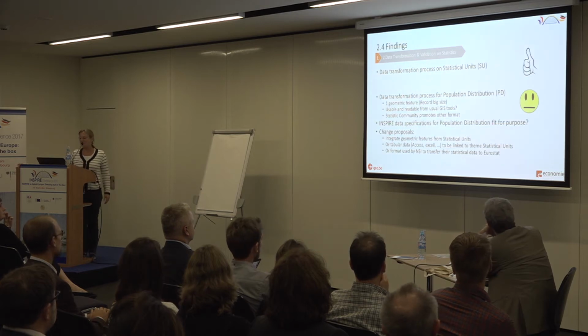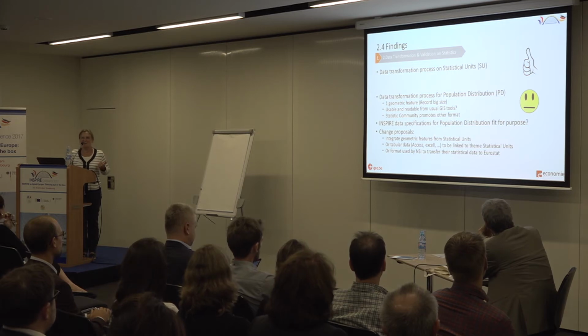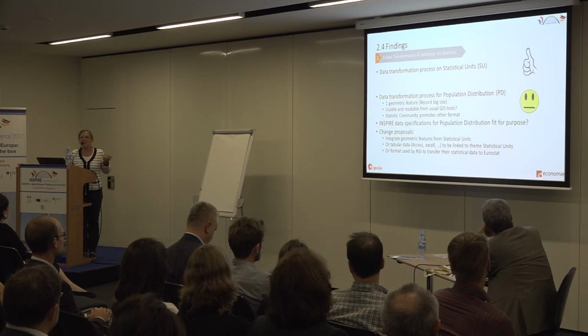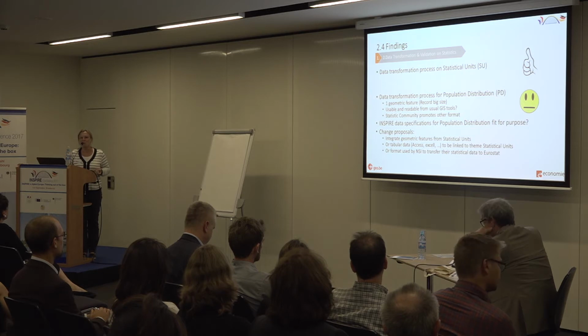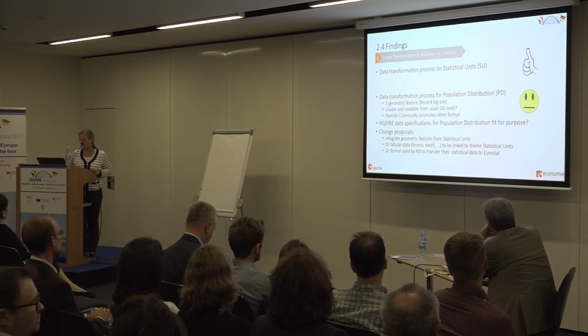Okay, so to conclude about the data transformation: for statistical units, we can say it's positive. But about the transformation of the population distribution, well, the data model and specification are not so fit for purpose. And we wonder if it is really readable and usable through usual GIS, as it is nowadays. The statistical community is not really promoting this kind of INSPIRE dataset. So they have proposed some changes in the data specification, probably to integrate some geometrical features from statistical units, considering the population values as tabular data that can be linked to statistical units.